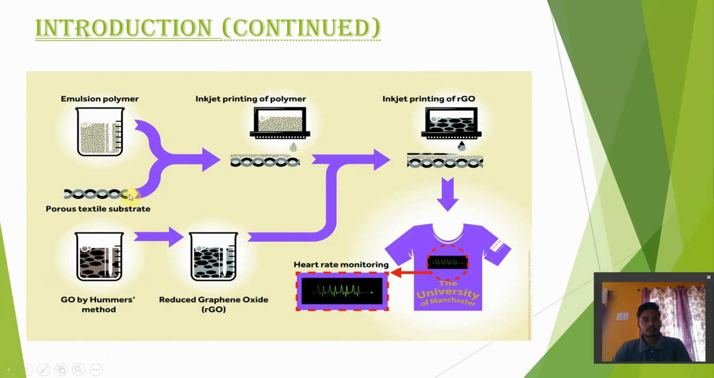So this is the process through which these smart fabrics are made. First of all, we take an emulsion polymer, then a porous textile substrate. This emulsion polymer is printed over the porous textile substrate, and reduced graphene oxide is then printed on this combination of emulsion polymer and porous textile substrate. Through this process we get a smart textile. Here we can see it has heart rate monitoring.